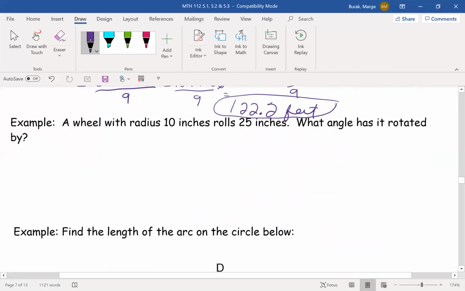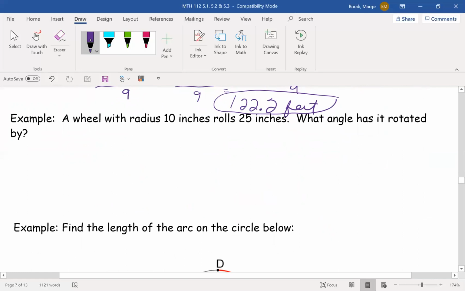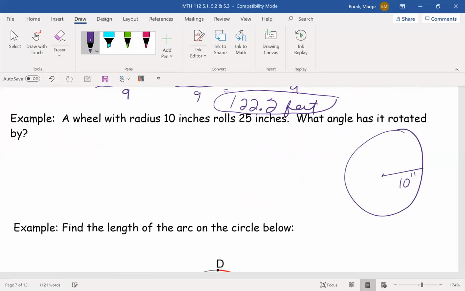Let's try one more. There are two more actually, but let's do this. A wheel with radius 10, so here's the radius, 10 inches, rolls 25 inches. So it's going to roll 25 inches. So here's 10, 20, about that far. Okay, what angle has it rotated? So I'm looking for this angle in here, and that is theta.